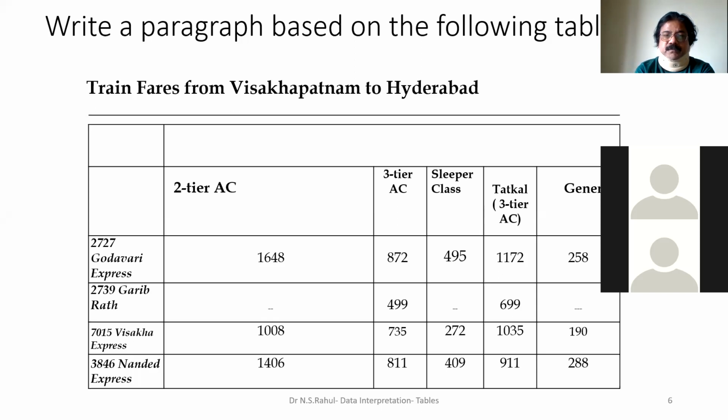In train number 7015 Vishaka Express, two-tier AC seat costs 1008 rupees, three-tier AC seat costs 375 rupees, and sleeper class seat costs 272 rupees. Tatkal ticket costs 1035 rupees and general ticket costs 190 rupees. Then train number 3846 Nanded Express, two-tier AC seat costs 1406 rupees.